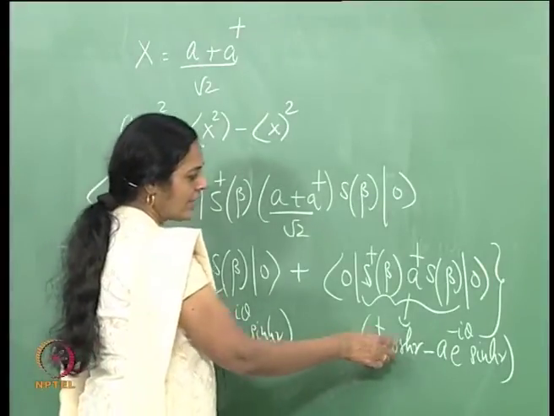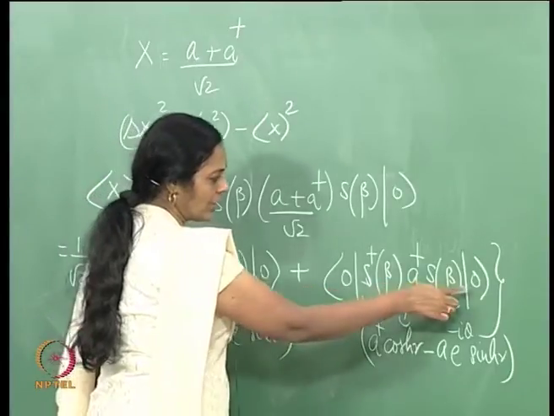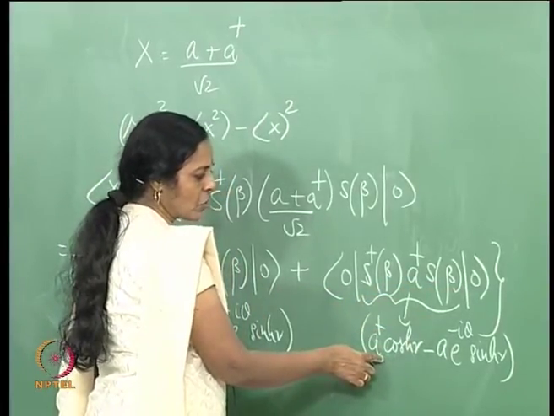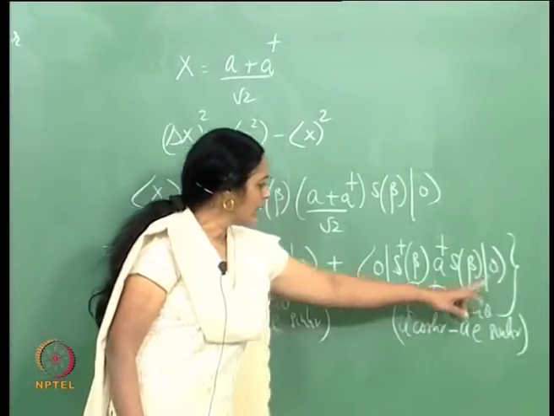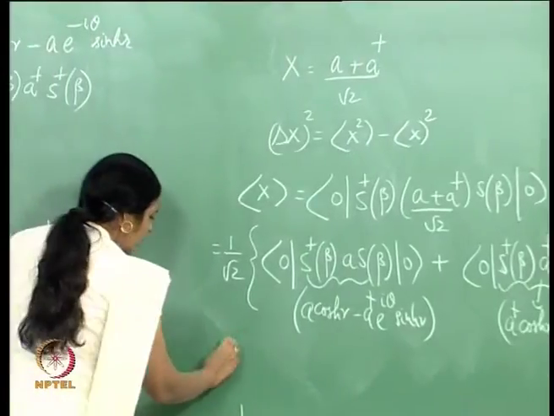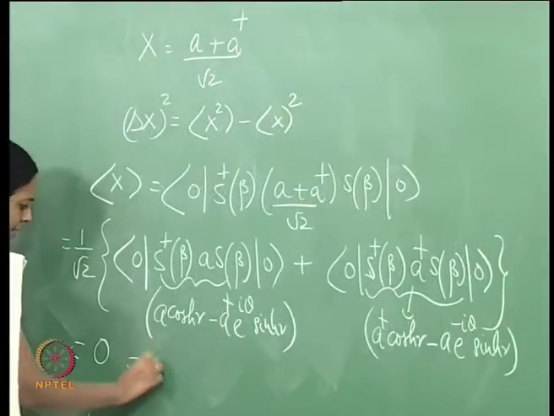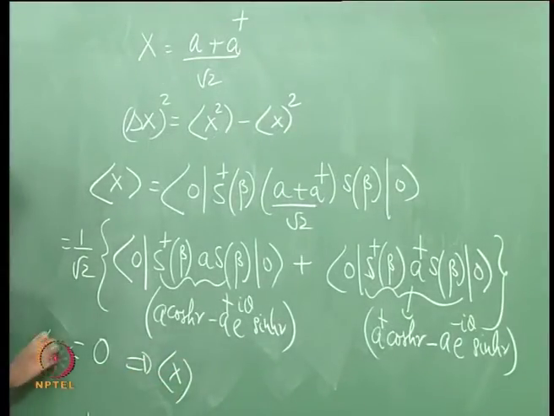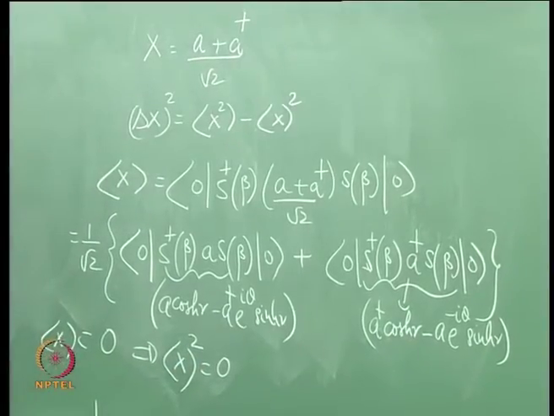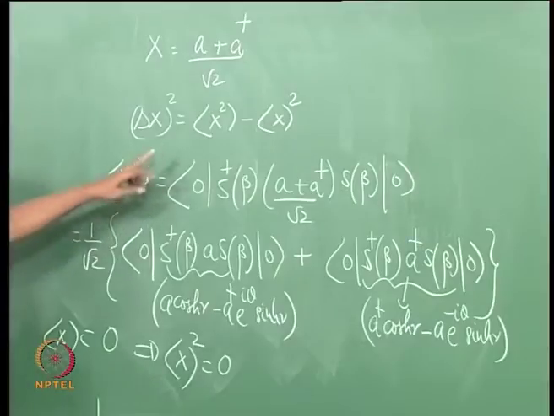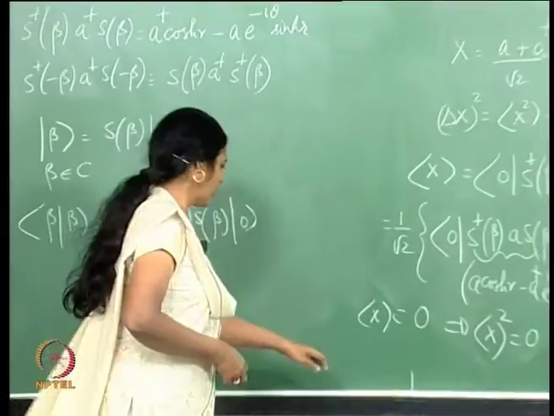Similarly, a dagger acts on ket 0 to give me ket 1. The inner product of bra 0 with ket 1 is 0. So, the first term does not contribute. As to the second term, a simply annihilates ket 0, and therefore none of the terms contribute, and I have expectation value x is 0, which implies expectation value x, the whole squared, is also 0. The non-trivial contribution therefore comes from expectation x squared, which is what we will proceed to find now.